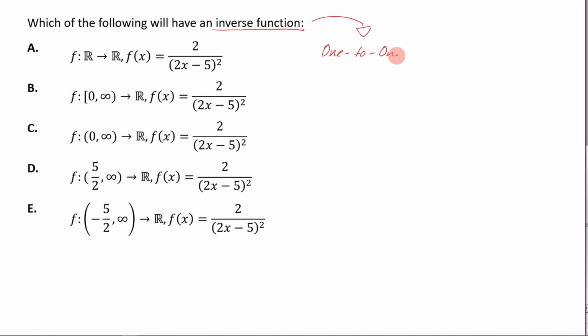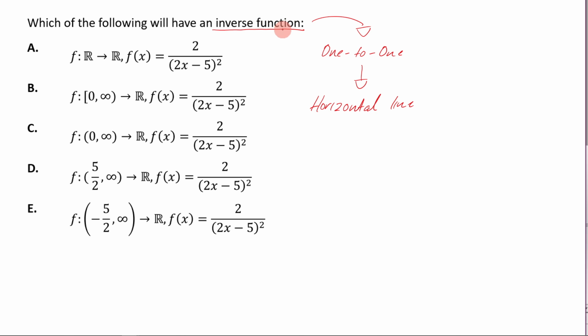Now, how can we test whether or not a function is 1-to-1? That's when we use our horizontal line test. So what this question is really asking is which of these will pass the horizontal line test. That's really what it's saying. But you can see how it's kind of asking that in a roundabout way. It's saying which of these will have an inverse function.